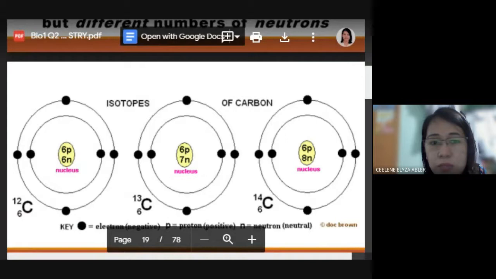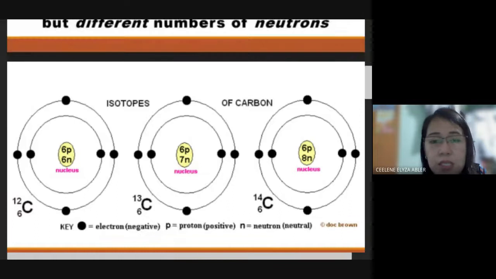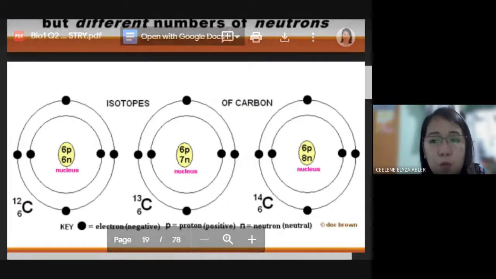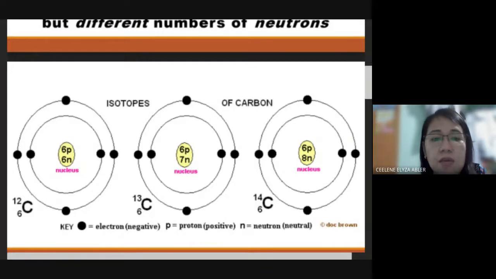We have 6 protons for all isotopes. And you notice that as you go up in the isotopes, the neutron number also increases. So you have 7 for carbon 13. You have 8 neutrons for carbon 14. Okay?